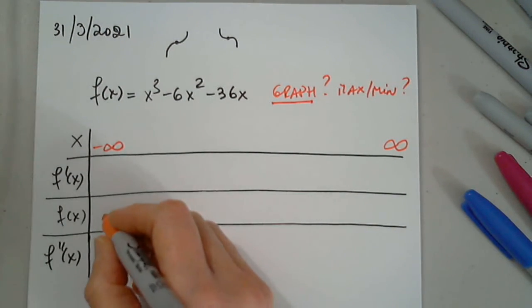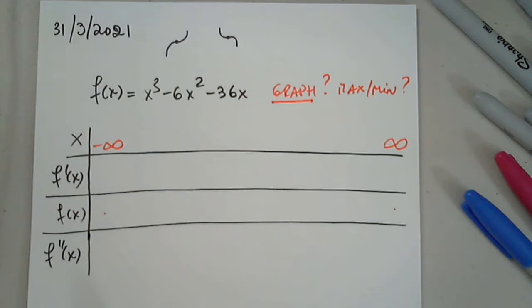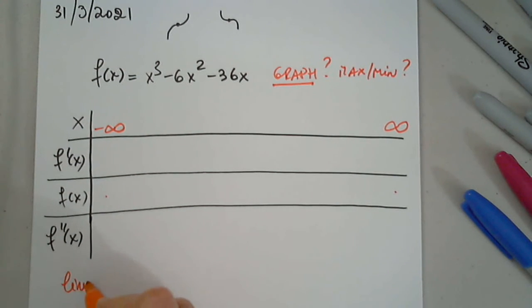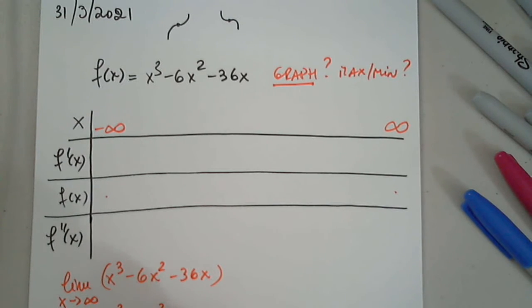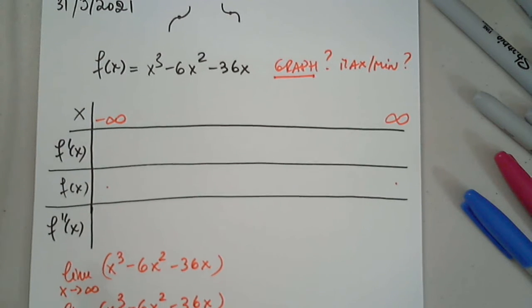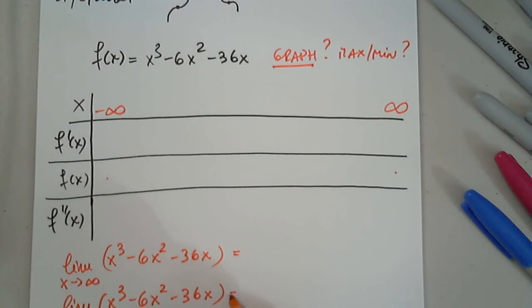The next step, I will find these limits. So the limit of x cubed minus 6x squared minus 36x when x approaches infinity, and then the limit of x cubed minus 6x squared minus 36x when x approaches negative infinity. And this should take just a blink. Who will tell us?